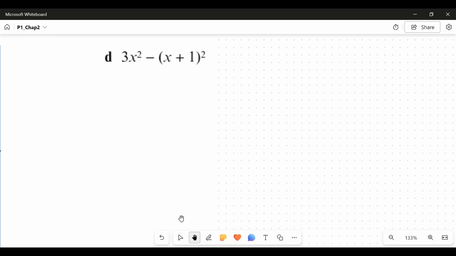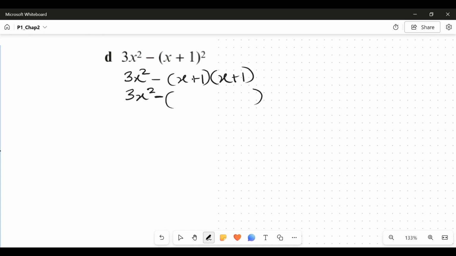Another question on completing the square, but before we do this, we need to open up the brackets, expand this out. So we have 3x squared minus, if you want to write this by expanding, we can write this as x plus 1 times x plus 1, because that's what x plus 1 whole square means. Then we have 3x squared, and we have a minus. Let's try to open the two brackets. Let's try to expand that using FOIL method.